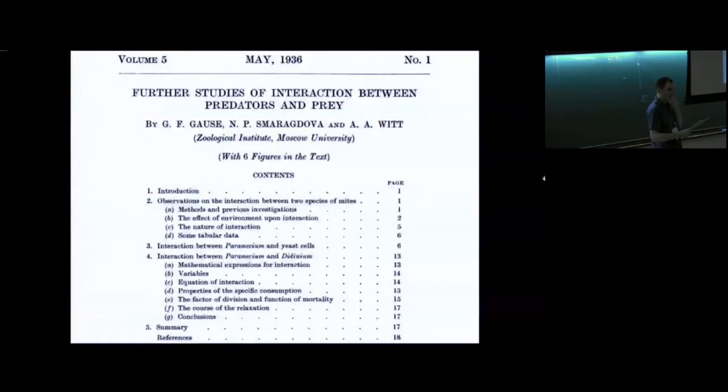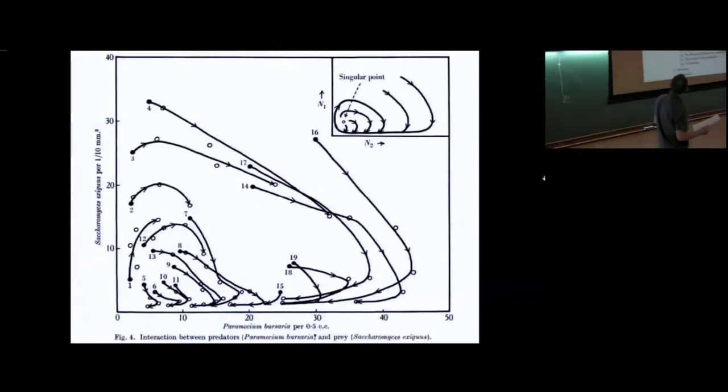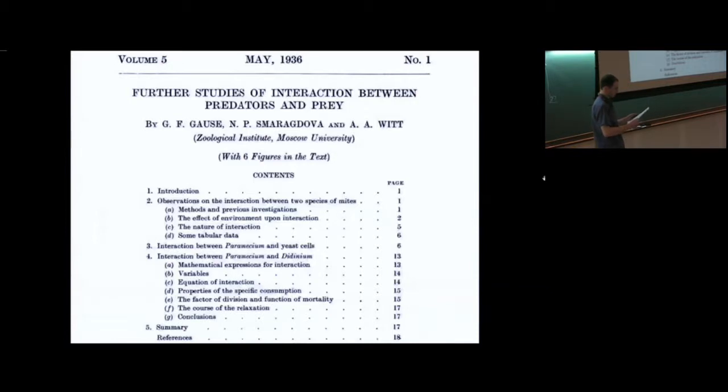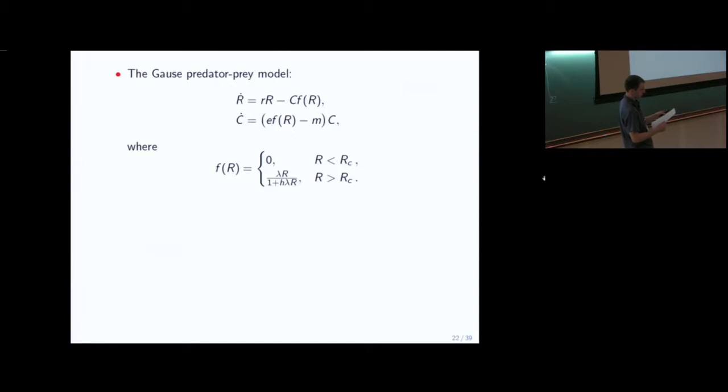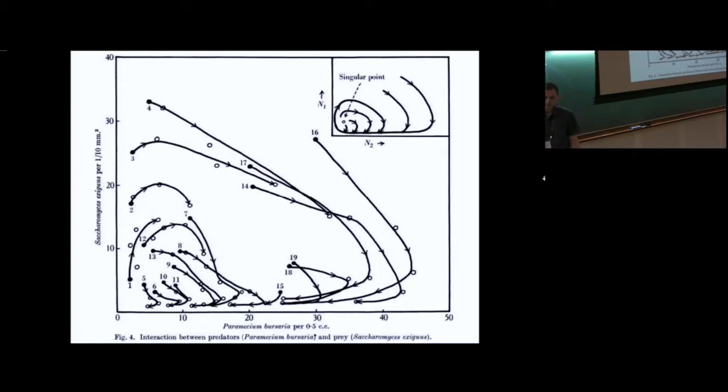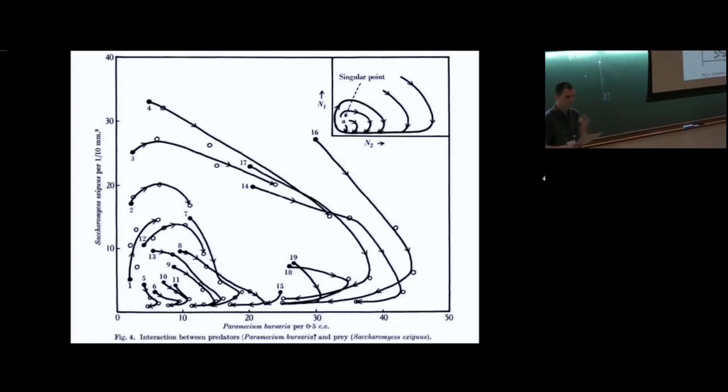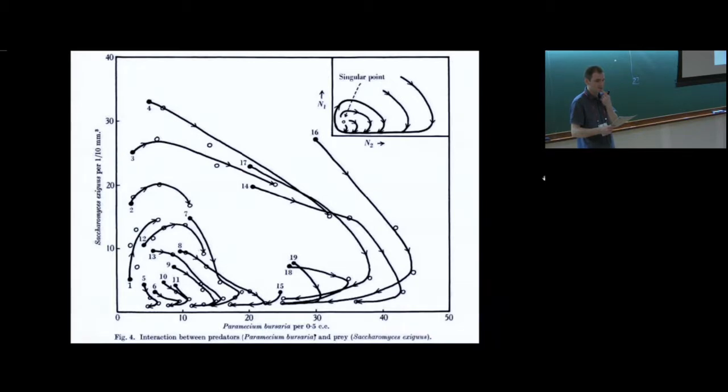We're going to consider the Gause predator-prey model, which originates from a wonderful 1936 paper by some Russians. Where are the equations? Oh, there they are. Let me describe this first. Basically, it's a predator-prey system. In this case, the predator is a single-celled organism, Paramecium bersaria, and the prey is yeast.